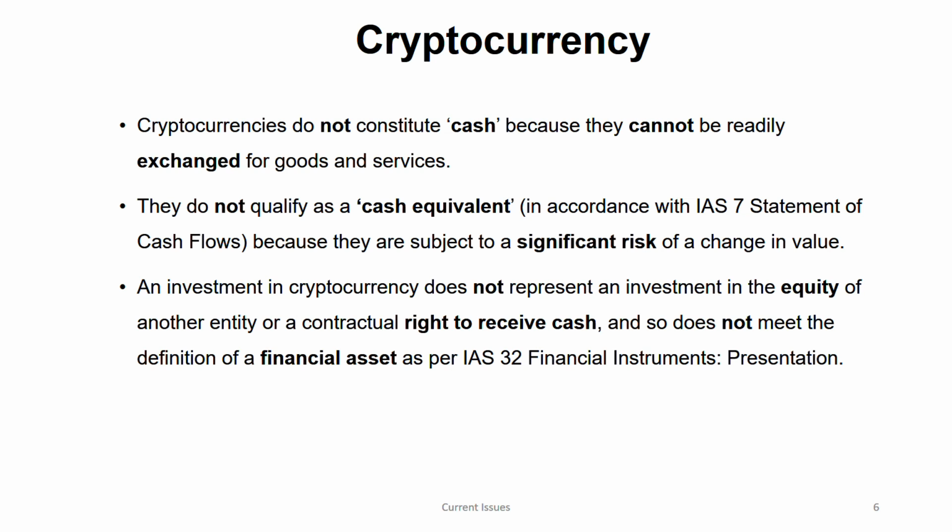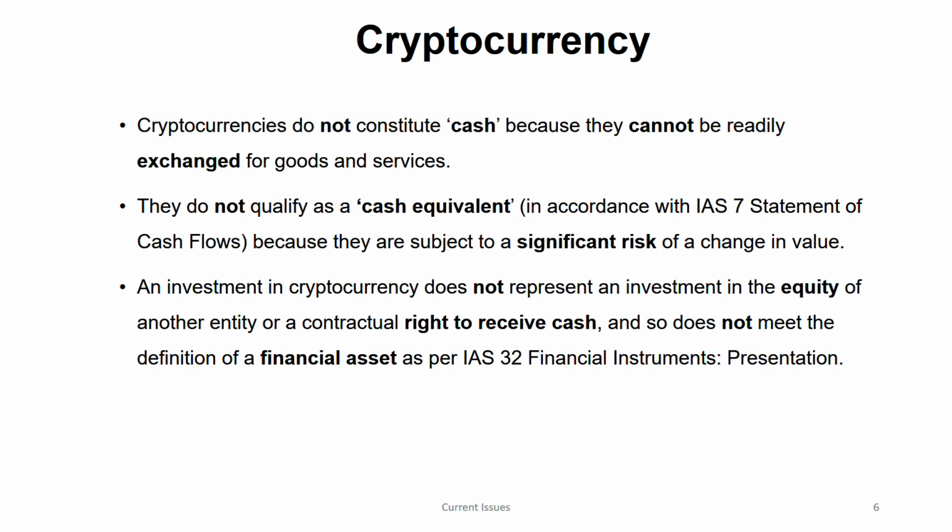Investment in cryptocurrency, you cannot take it as an investment in equity of another entity. Why? Because you do not have any contractual right to receive cash. Do you have? No. Because you do not have the contractual right to receive cash, according to IAS 32, it does not meet the definition of financial asset. To be a financial asset, you have to have the right to receive cash. For example, your receivable from your customer, you have the right to receive cash from them. That's why it's a financial asset, but not cryptocurrency.